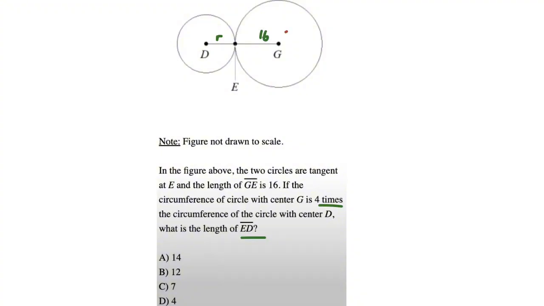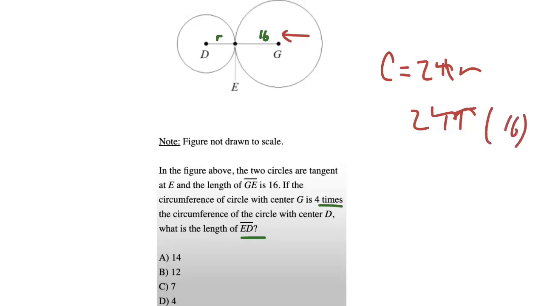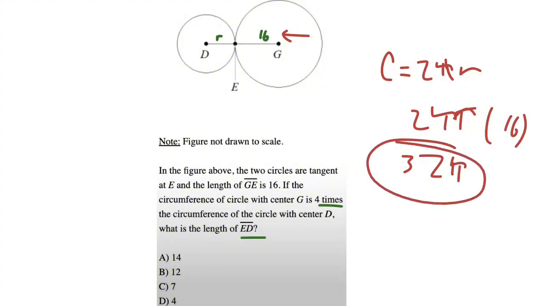So because we know the radius of this guy, what we can do is just plug it into the circumference equation, which is 2 pi r. So then we can just do 2 pi times 16. So that gives us a circumference value of 32 pi. So that is the circumference value of circle G, but we need to find the length of ED, otherwise the radius of circle D.